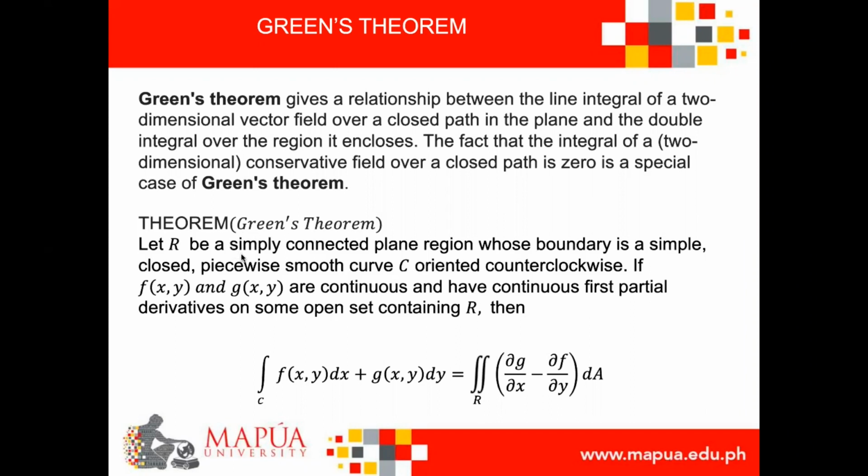Let R be a simply connected plane region whose boundary is a simple, closed, piecewise smooth curve C oriented counterclockwise. If f(x,y) and g(x,y) are continuous and have continuous first partial derivatives on some open set containing R, then the integral of f(x,y) dx plus g(x,y) dy along the curve C is equal to the double integral of the partial derivative of g with respect to x minus the partial derivative of f with respect to y, times dA, over the region R.